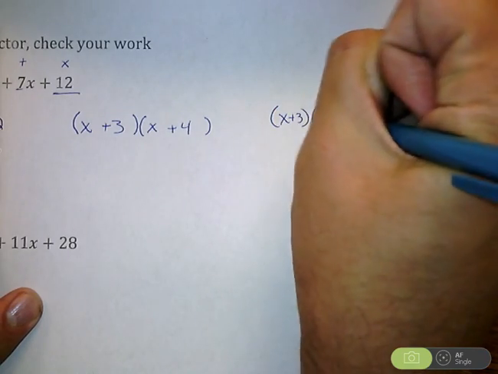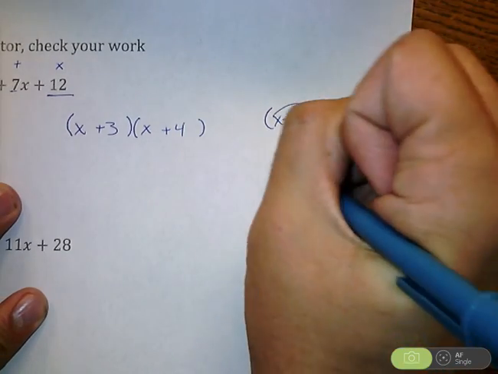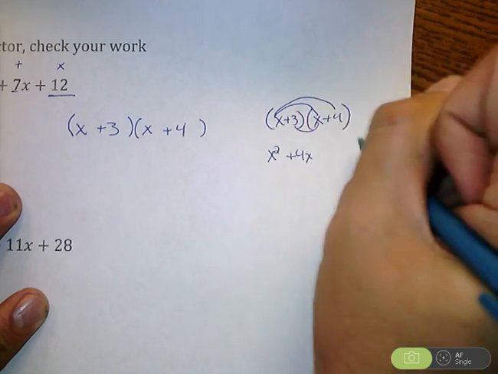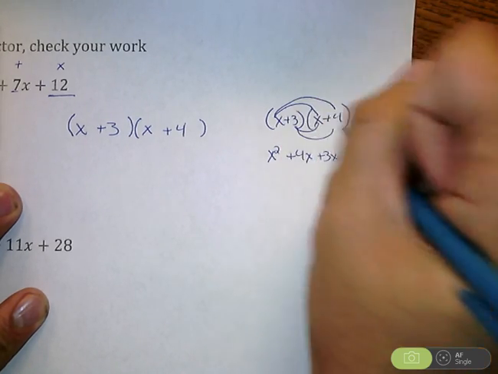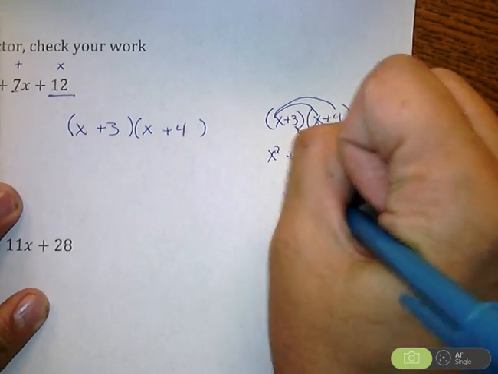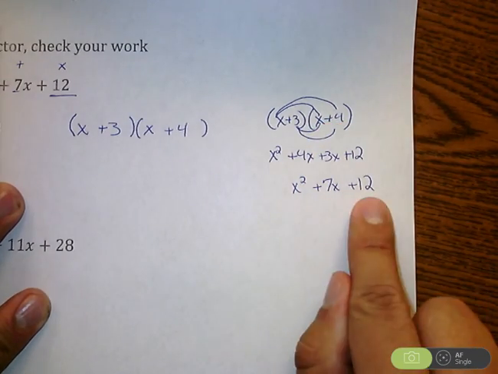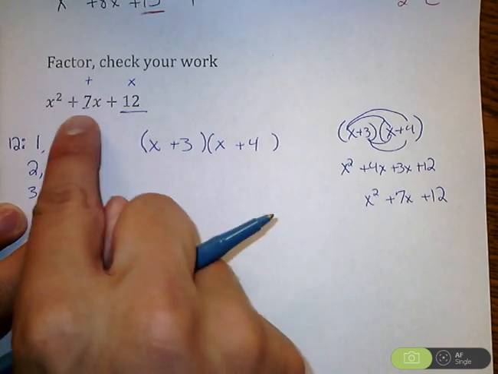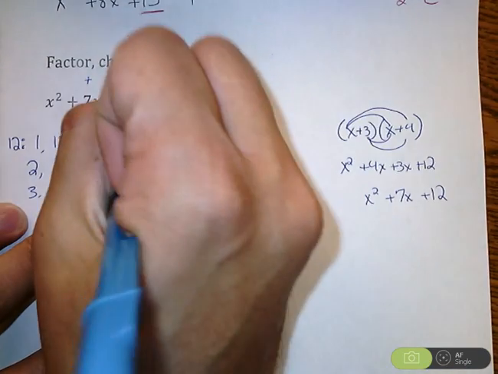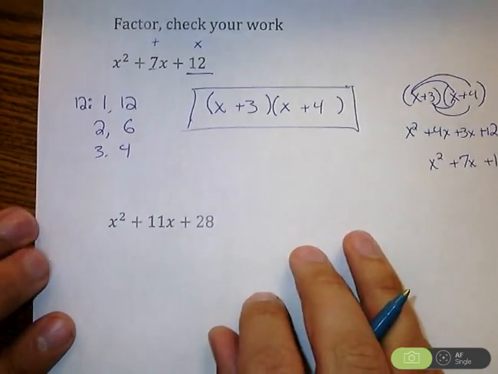So x plus 3 times x plus 4. We should be comfortable with multiplication now, so I'm going to do this a little bit quick. X times x is x squared. X times 4 is 4x. 3 times x is 3x. 3 times 4 is 12. So when you combine like terms, we get x squared plus 7x plus 12. Well, if you notice, this is the exact same, signs and everything, as my original problem. So I know x plus 3 and x plus 4 is my answer, so I'm going to box that up. So let's do one more example.